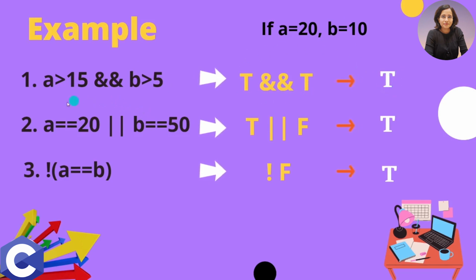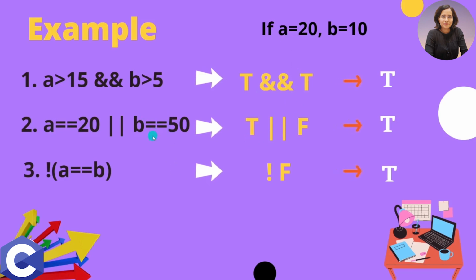Now we will check how the logical OR operator works. Here also you can see there are two relational expressions. Let's check the first condition. A is equal to 20. You can see here, yes, A is 20. So the first condition is true.